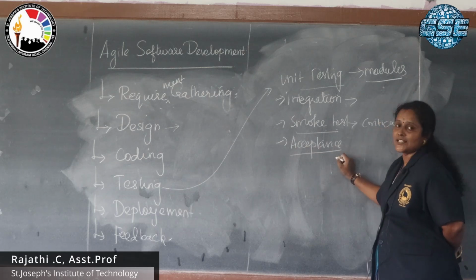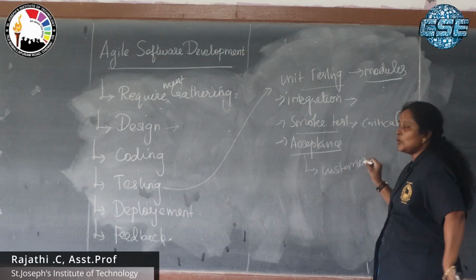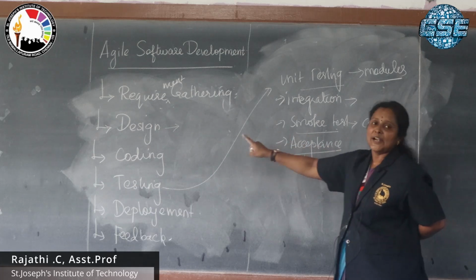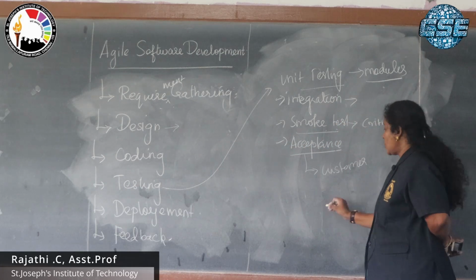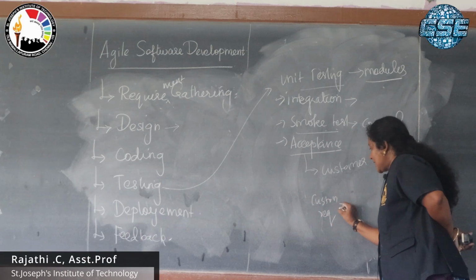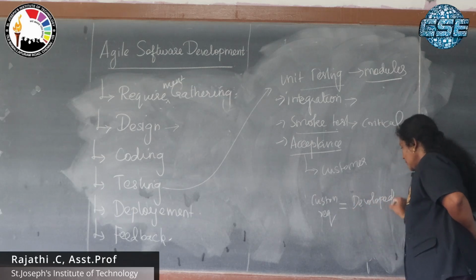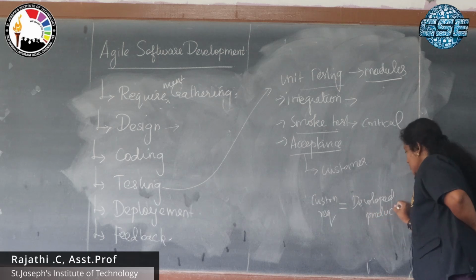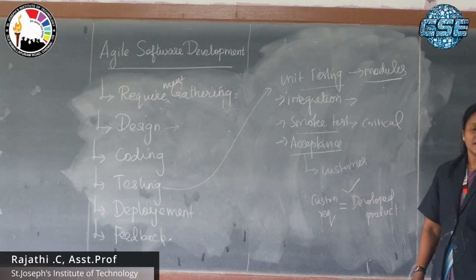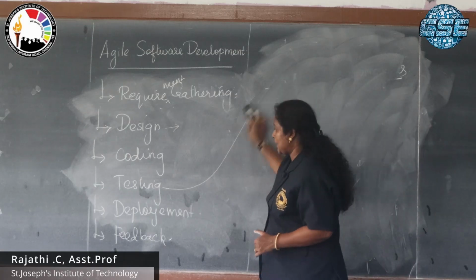And acceptance test is also called a customer test. This is going to test whether the requirement is satisfied by the developed product. So the customer requirement has to be equal to the developed product. If this is equal, then the acceptance test will be passed, right? Then after testing, we are going to do the deployment.